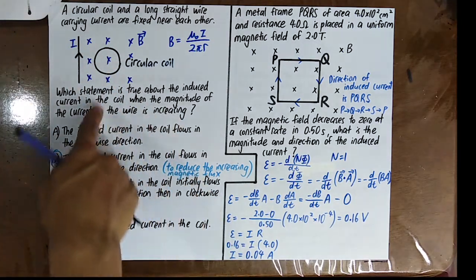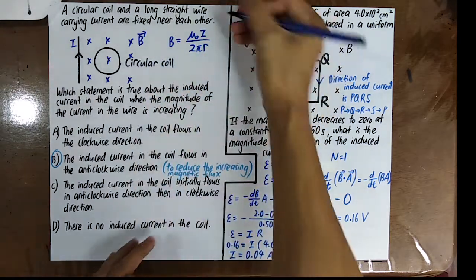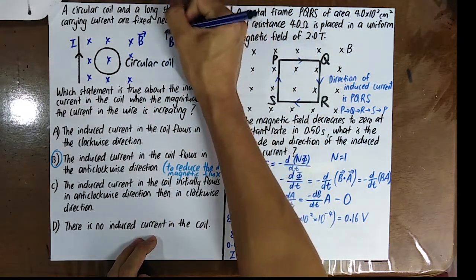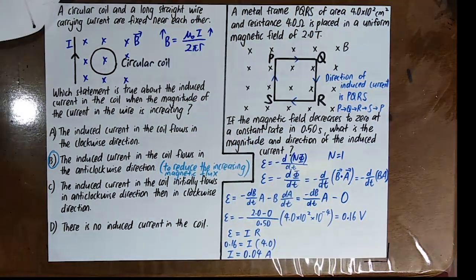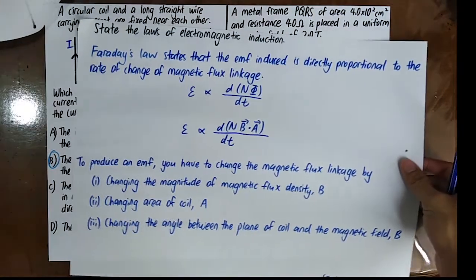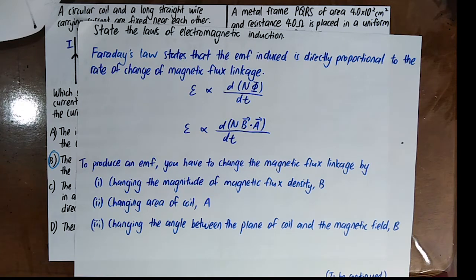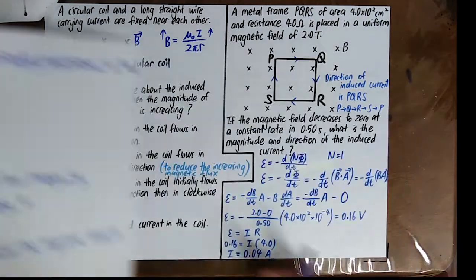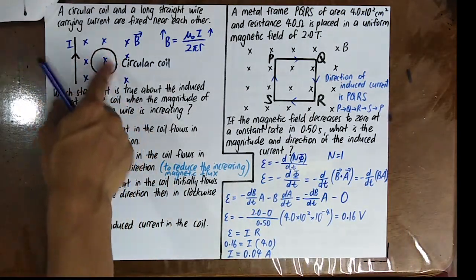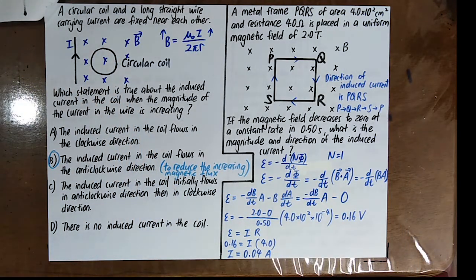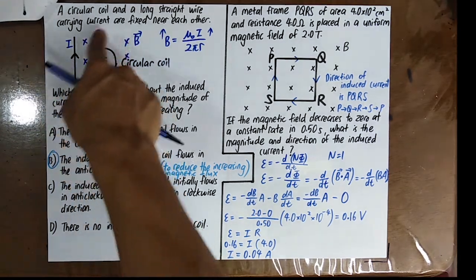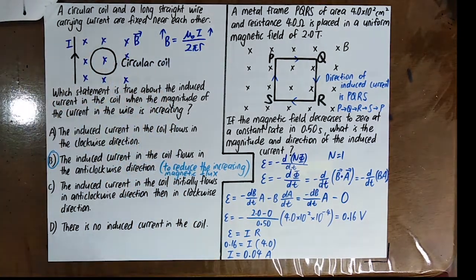Okay, when the current is increasing, you know that B is also increasing. And then from Faraday's law, you know that Faraday's law states that the EMF induced is directly proportional to the rate of change of magnetic flux linkage. So when there is a change of magnetic flux linkage with the circular coil, then you know that there is an induced EMF in the circular coil.